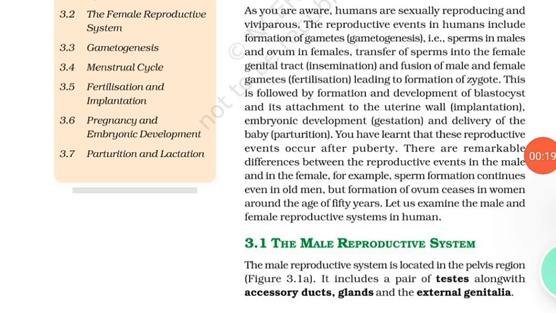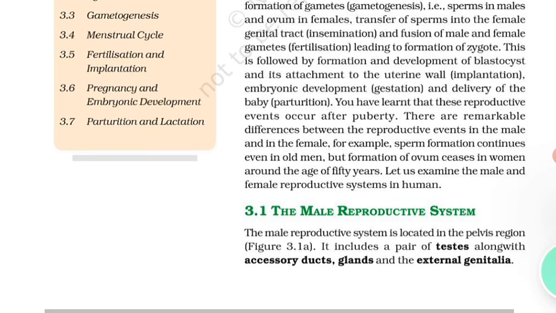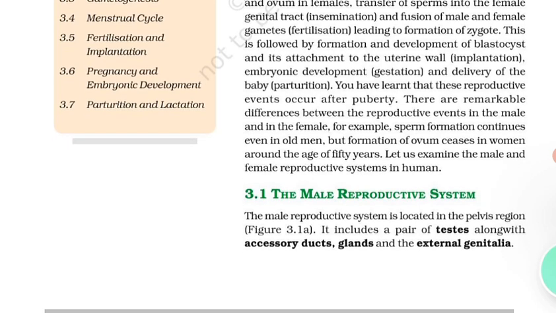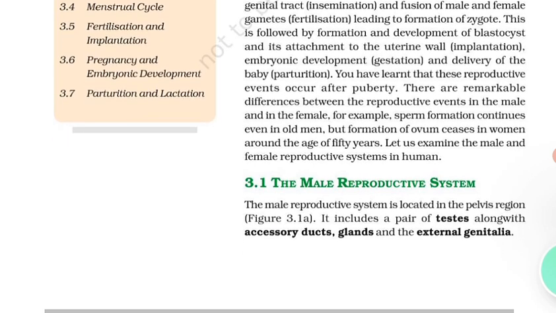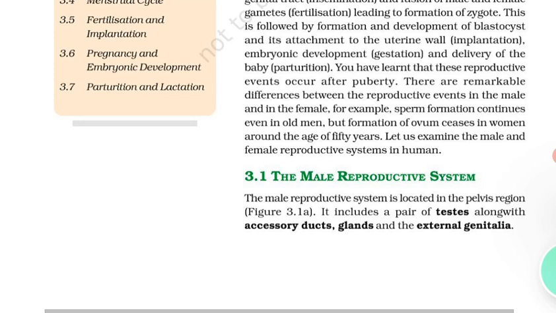There are remarkable differences between the reproductive events in the male and in the female. For example, sperm formation continues even in old men, but formation of ovum ceases in women around the age of 50 years. Let us examine the male and the female reproductive system in human. We are going to read the male reproductive system.